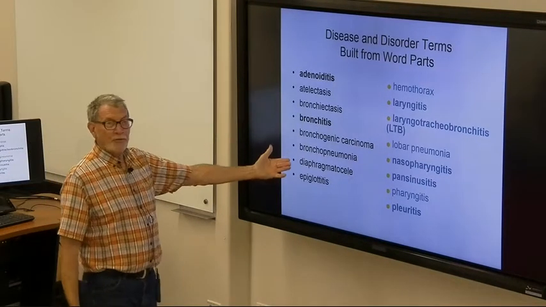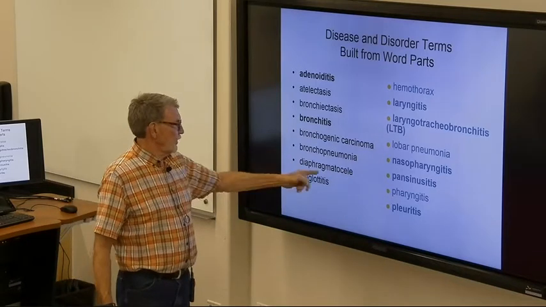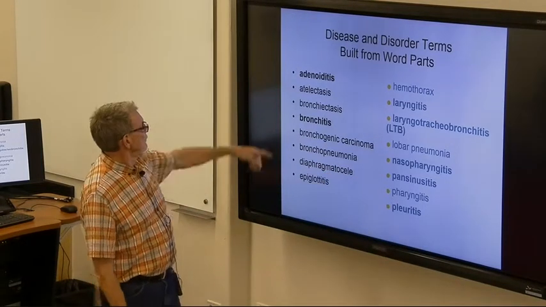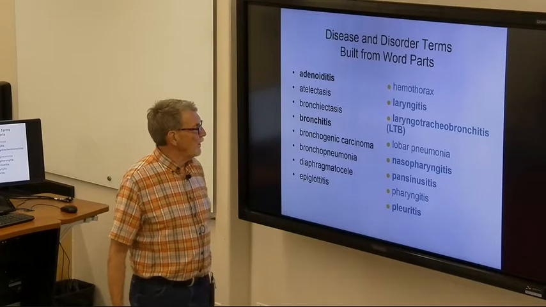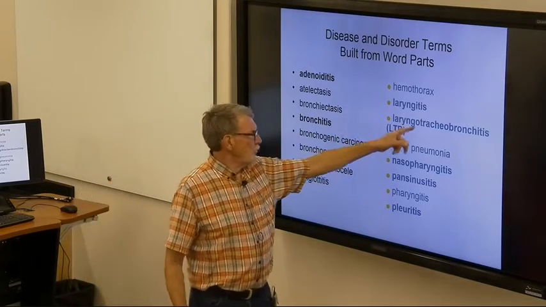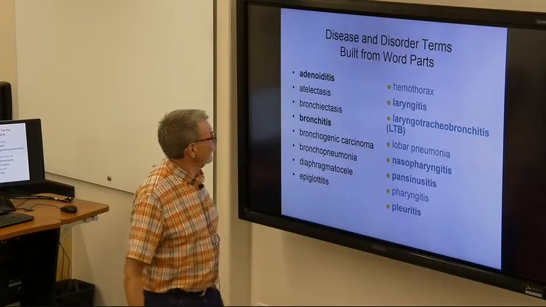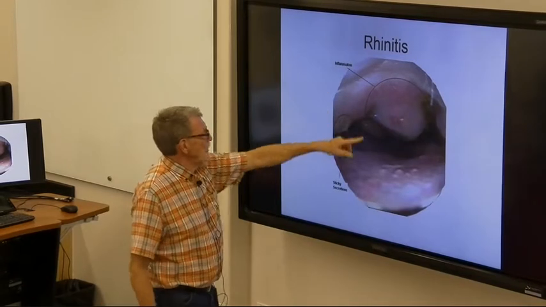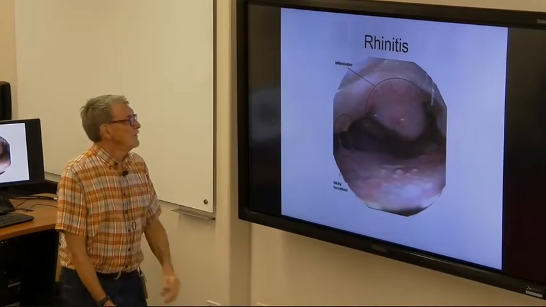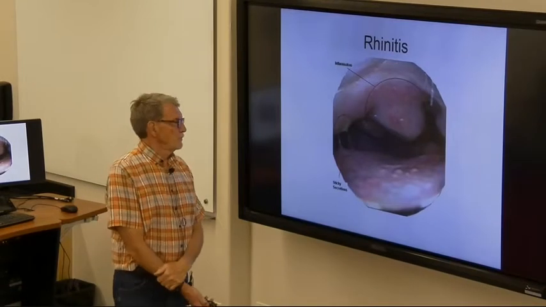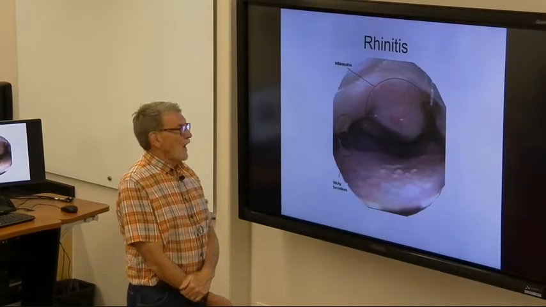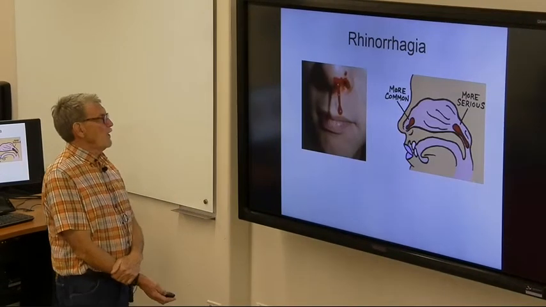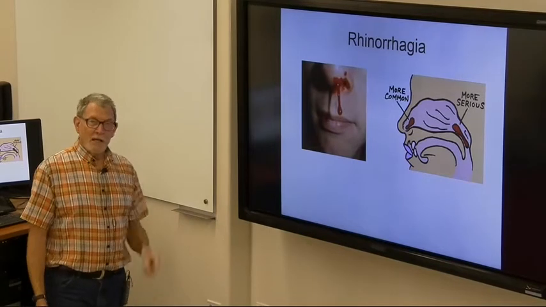Okay, these terms that we've seen before. What's a diaphragmatocele? Herniation of the diaphragm. Bronchiectasis, stretched out bronchi. Laryngotracheobronchitis, inflammation of everything. Rhinitis, inflammation of the nasal passages. Inflammation of the rhinoceros. I wouldn't like to face an inflamed rhinoceros. Rhinorrhea, also called epistaxis.